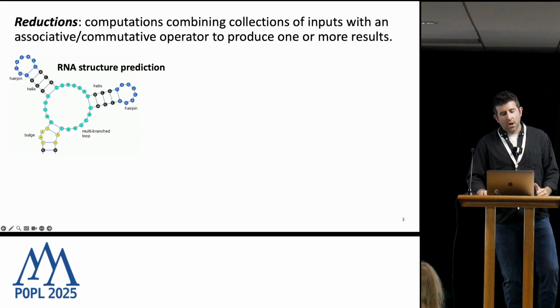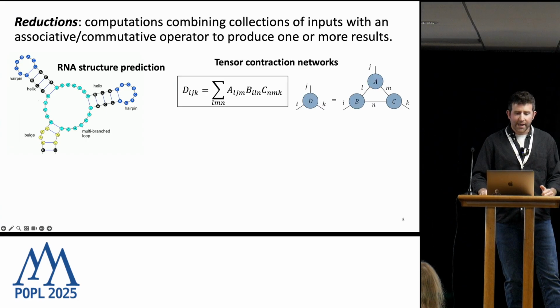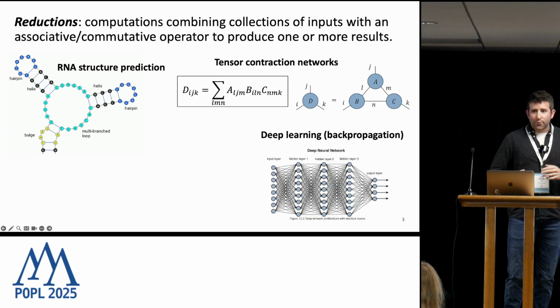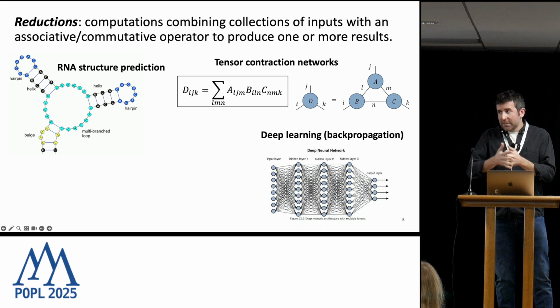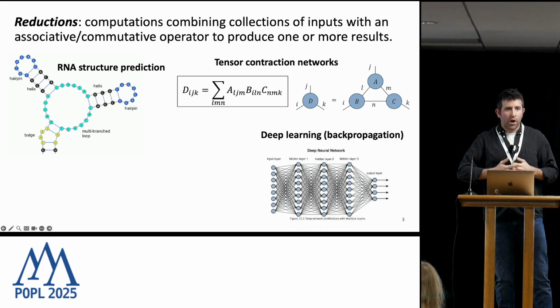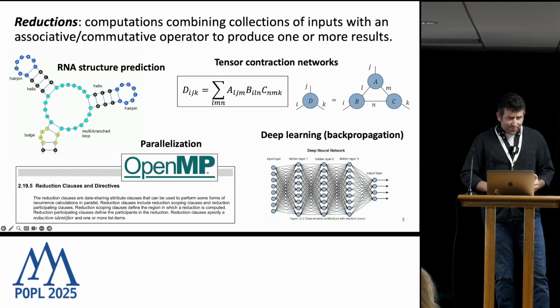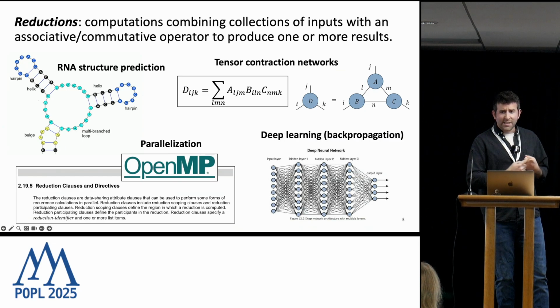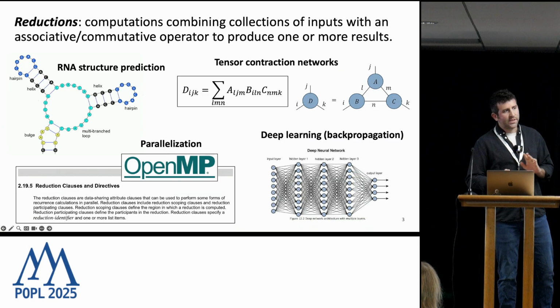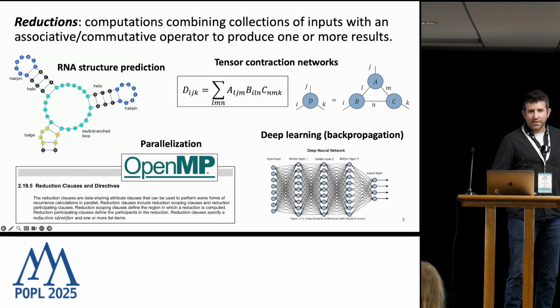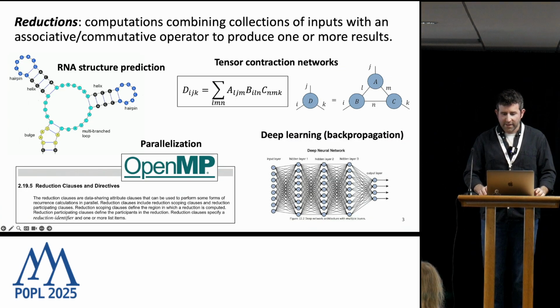We see them in RNA structure prediction in bioinformatics. We see them in tensor contraction networks in quantum chemistry. Deep learning these days is all the rage, and the backpropagation layers, these matrix multiplications, these matrix products are themselves reductions. Even OpenMP, the C++ multi-threading library, has a whole series of pragmas and directives dedicated just to parallelizing reductions. So there are all sorts of things that you have to do to be clever with these.